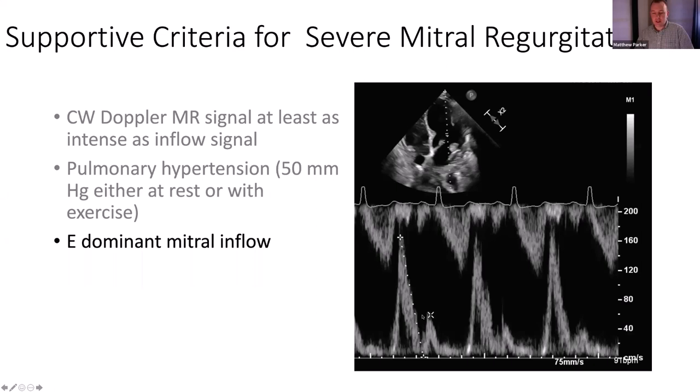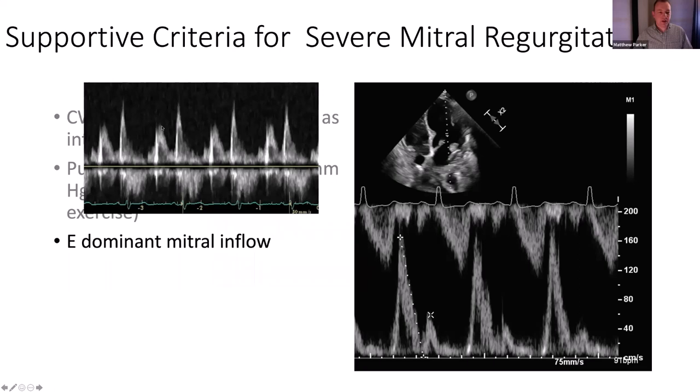Severe mitral regurgitation is a severe volume load lesion. So the left atrium should be pushing more blood into the ventricle than it's ready to accommodate. So you should get a high E velocity with a rapid deceleration time. You really can't have severe MR with a mitral inflow that looks like this on the left.